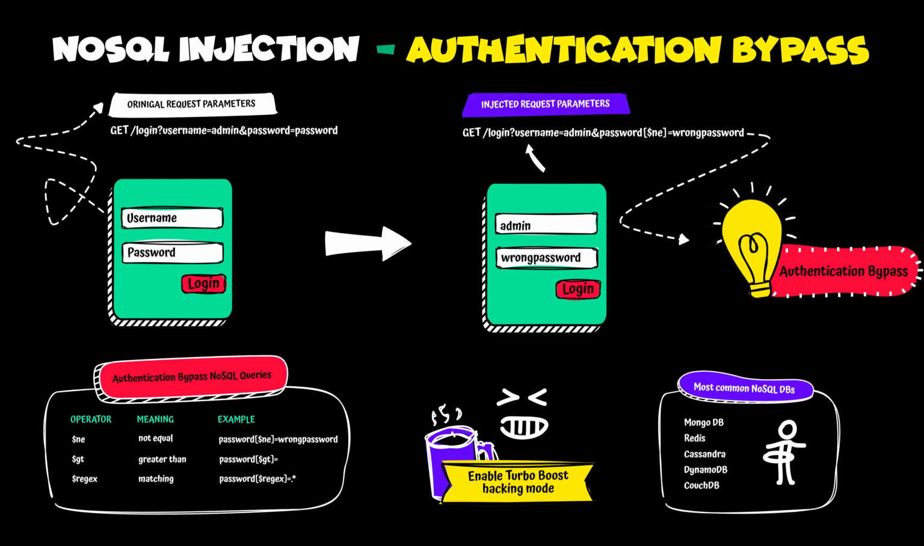The key signal to watch for is whether the app behaves differently when you inject these operators: a login that succeeds, an error message, or a response that looks different from a normal failed attempt. Always try NoSQL payloads on login forms, especially when you suspect Node.js, Express, or MongoDB in the stack.